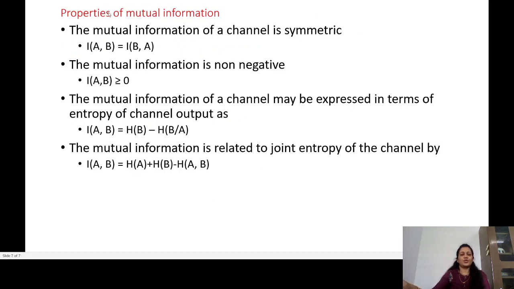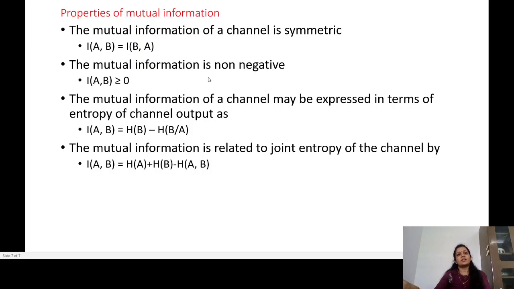Now with this mutual information knowledge, let us try to learn some properties of mutual information. The mutual information of a channel is always symmetric. So this we have already derived expression for. I of A comma B is equal to I of B comma A. That is due to the fact that your joint probability P of A comma B is always equal to P of B comma A.